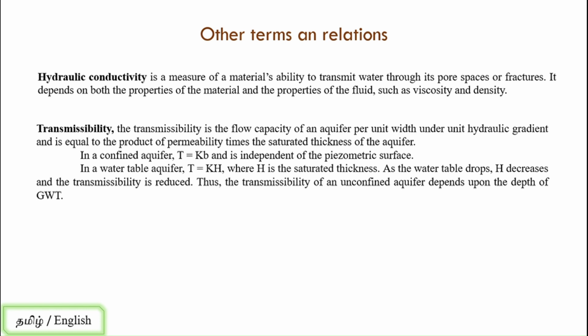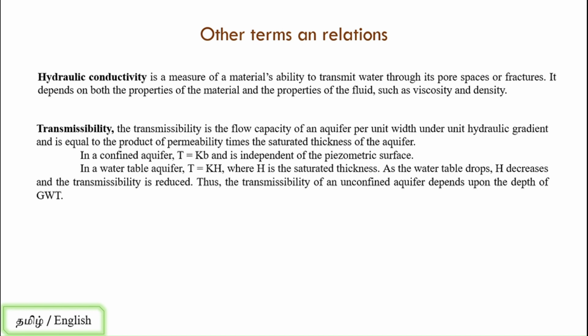The next term is the transmissibility. The transmissibility is the flow capacity of an aquifer per unit width under unit hydraulic gradient, and is equal to the product of permeability times the saturated thickness of the aquifer. So here is the next term, which deals with the unit volume and the unit area, right? So here it is a basic formula to explain the transmissibility, and it also depends on the type of aquifer.